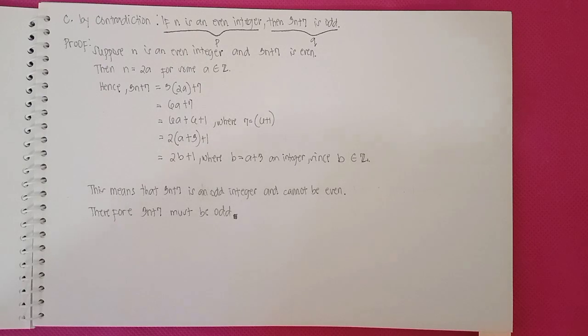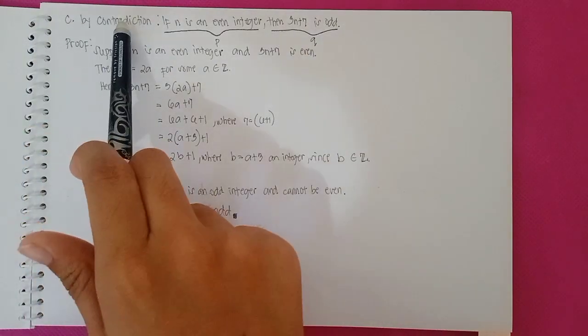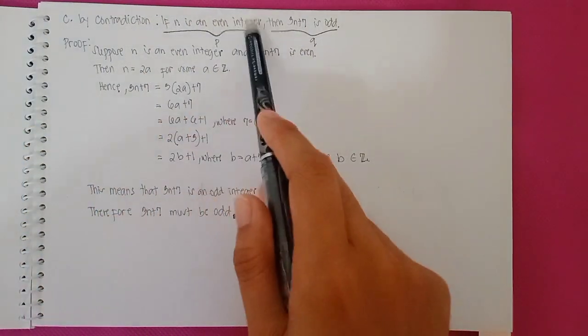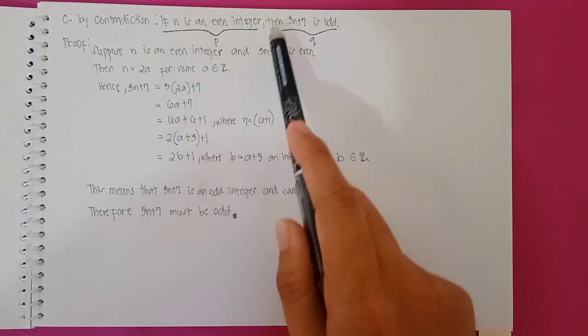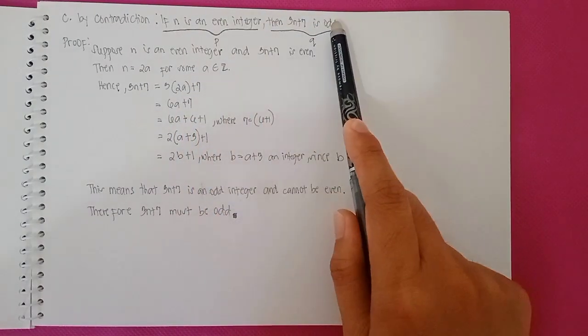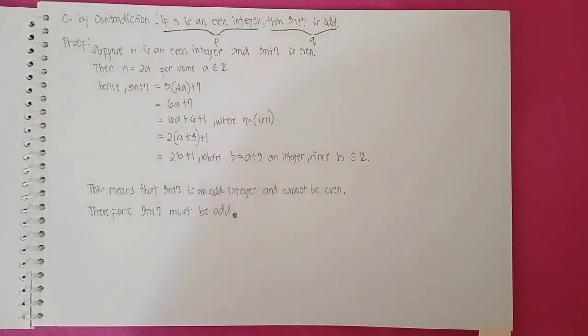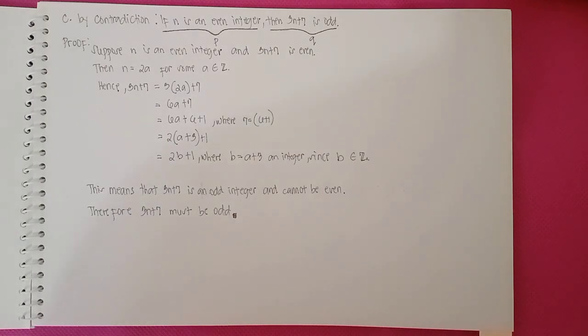Next is, we will prove the assertion by contradiction. If n is an even integer, which is our hypothesis here, then 3n plus 7 is odd. So in this method of proof, we assume a proposition is not true. Then through that premise and logic, we find a contradiction that shows our original premise must have been incorrect, and therefore the proposition was true.